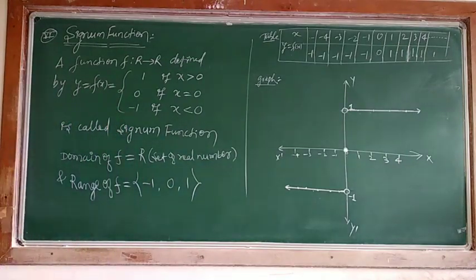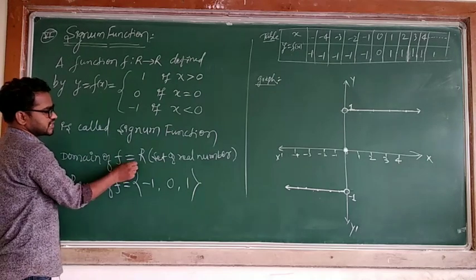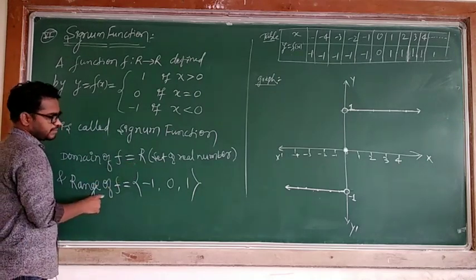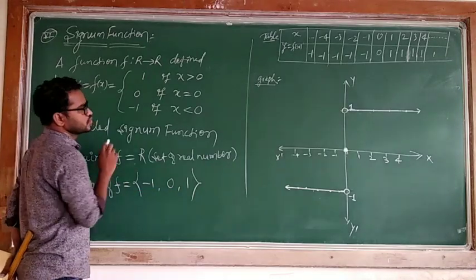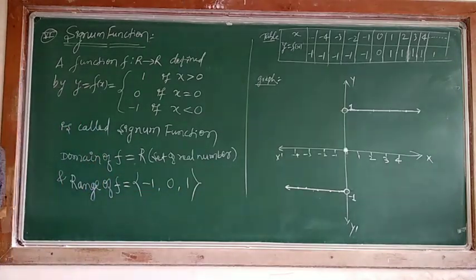This graph is a signum function. What is the domain here? Set of real numbers. Range is -1, 0, 1. You remember domain and range. Copy this.